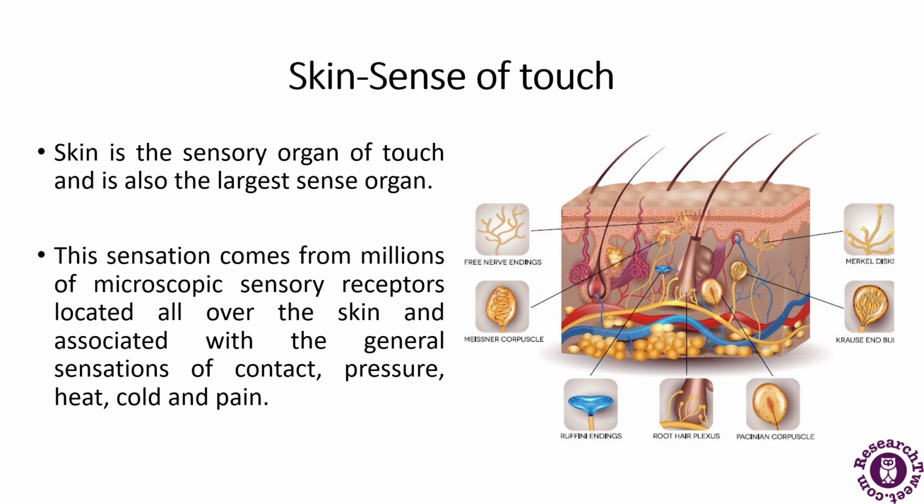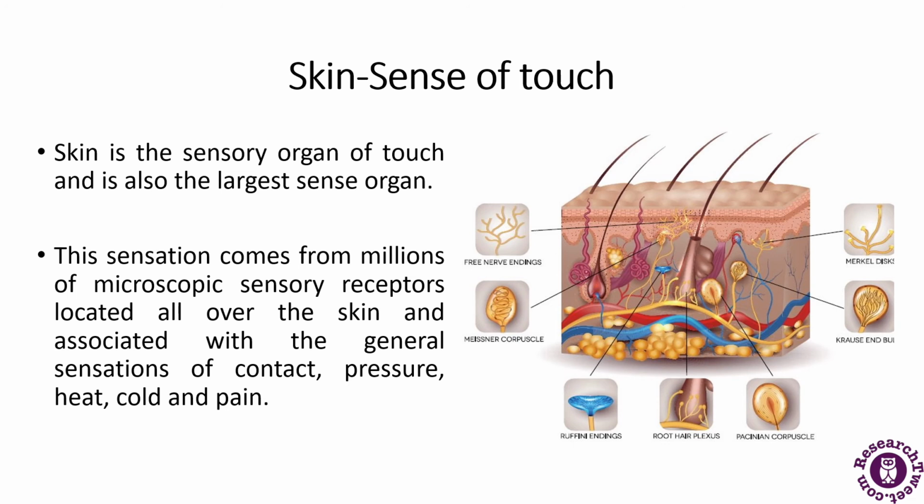Now comes the skin, which is the sense of touch. Skin is the sensory organ of touch and it is considered one of the largest sense organs. This sensation comes from millions of microscopic sensory receptors located all over the skin, associated with the general sensations of contact, pressure, heat, cold, and pain. Some parts of the body, such as the fingertips, have a large number of receptors, making them more sensitive.